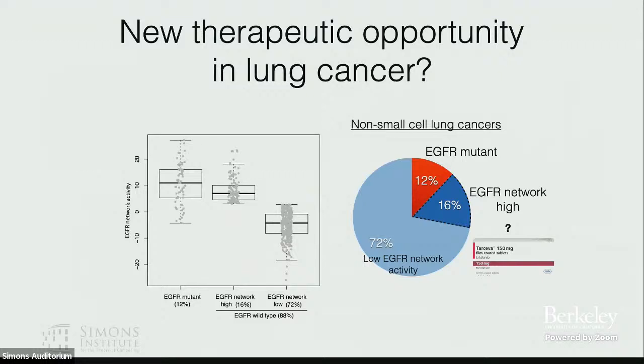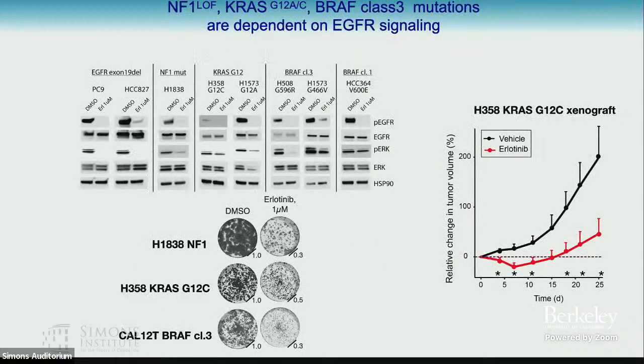For the purposes of time, what I'll show you is our effort to validate this model. We were thinking about how we might use this approach to treat these mostly oncogene negative, but EGFR network high, tumors. We did two prospective animal studies. In one, we collected a bunch of cell lines that are wild type in EGFR but have these non-canonical mutations in NF1, G12C or G12A KRAS mutations, or BRAF class 3 mutations.